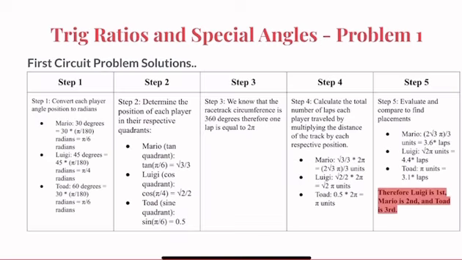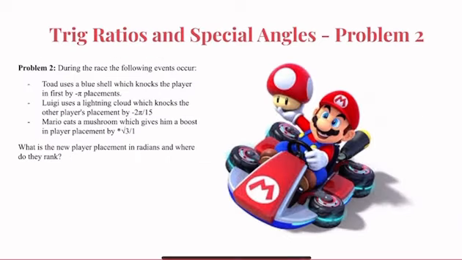So just for our steps, we're just going to convert each angle to radians. Then you're going to determine where each player is in the quadrants. And then we're going to evaluate and compare to find the placement of them, using trig ratios and special angle measurements. And then at the end, you will get everything.